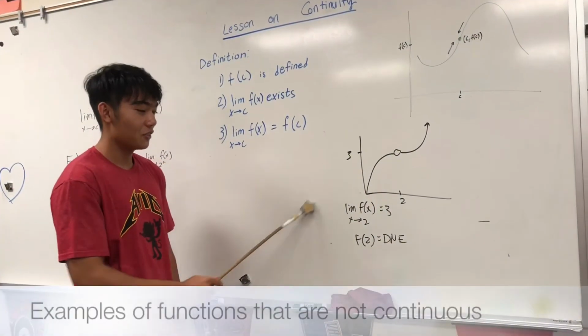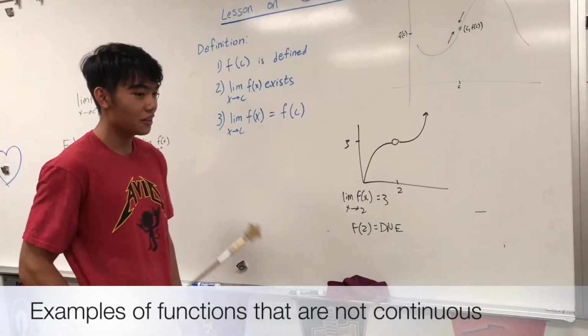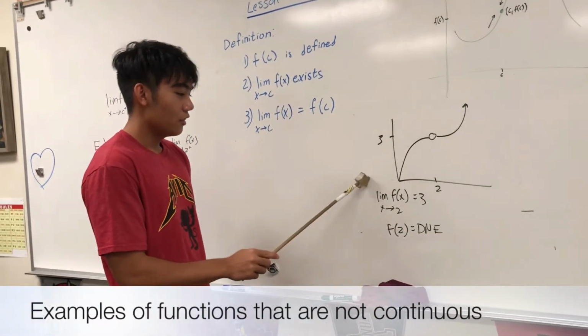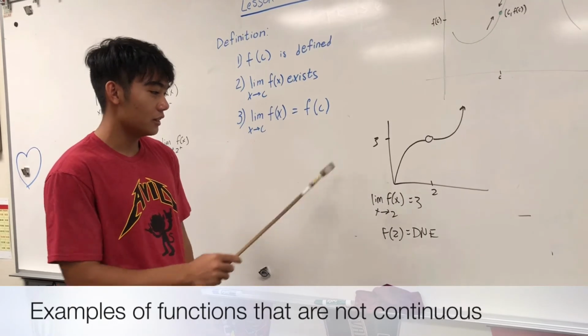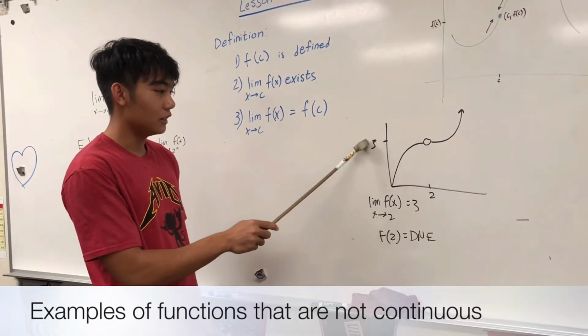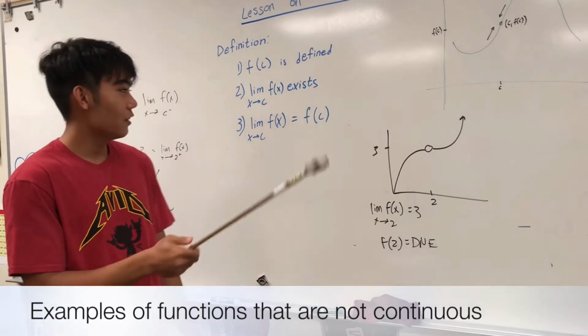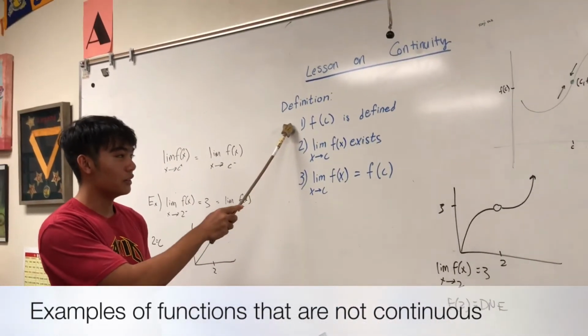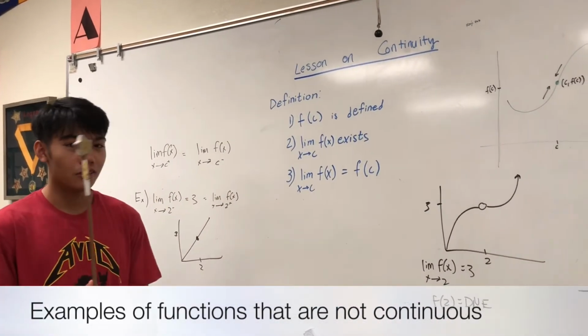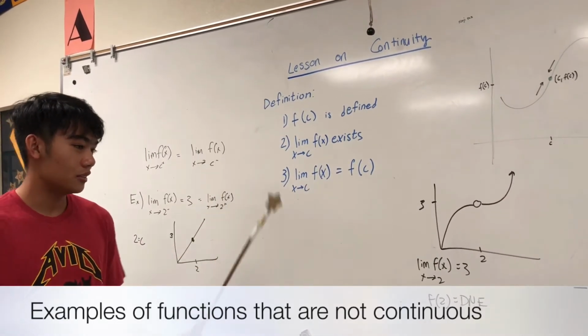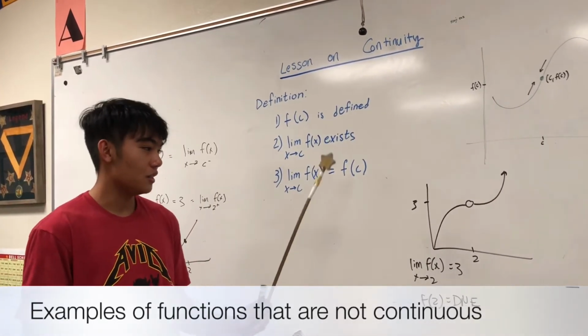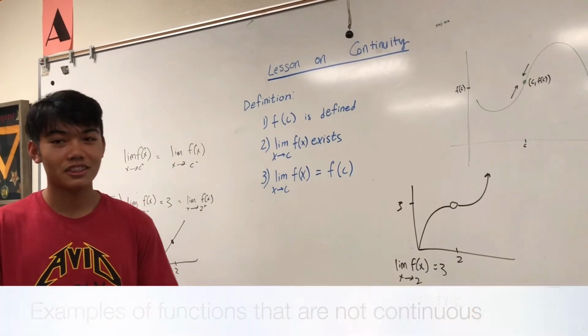In this case right here, this function is not continuous. Although the limit of f of x as x approaches 2 does exist, and it's 3, the point f of 2 does not exist. Therefore, number 1 is not fulfilled, and your definition of continuity is not fulfilled as well, meaning this function is not continuous.